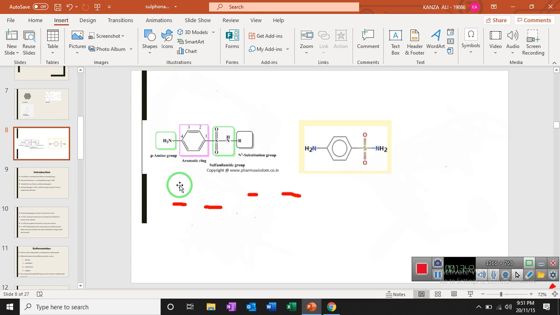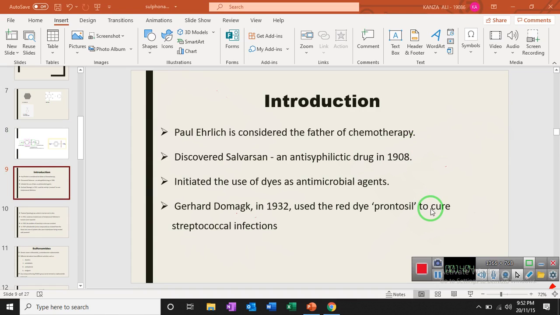In the next few lectures, we are going to see the reaction of the aniline. The molecule sulfonylamide is the basic molecule, but any compound which has the SO2NH2 group will be considered as a sulfonamide compound.